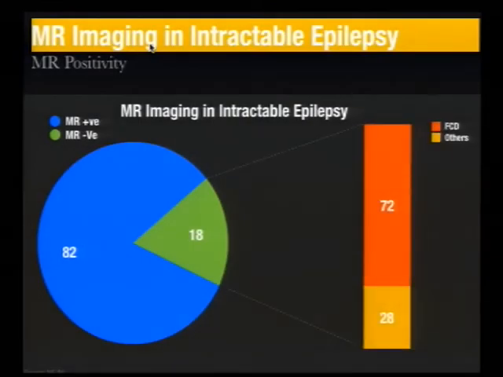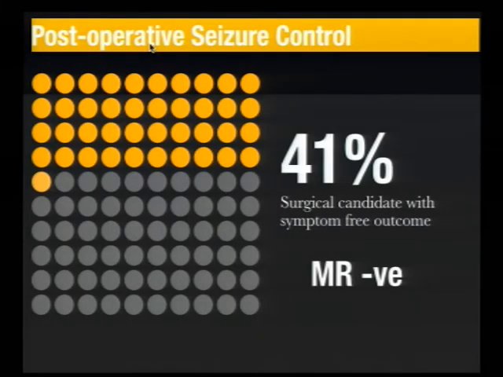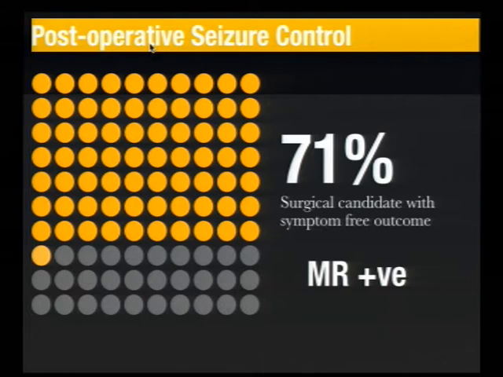Up to 20% of the cases will be MR negative. It is very essential to find out the cause of epilepsy in such patients because the surgical outcome is better. In patients where the MR is normal, the surgical outcome is 41%, which increases to 71% when MR is positive. So we should make every effort to find out the epileptogenic substrate on imaging.